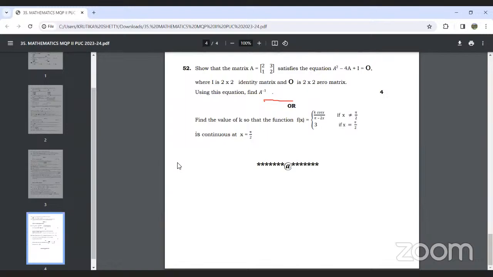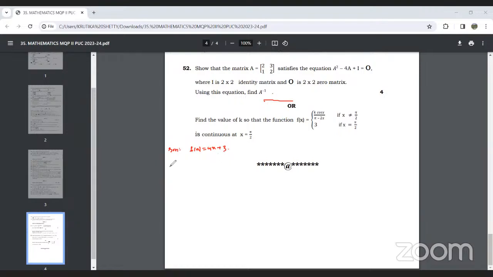Pay attention. Solution. First we have to consider the given function. The function f of x is equal to 4x plus 3, and it is defined from N to Y.